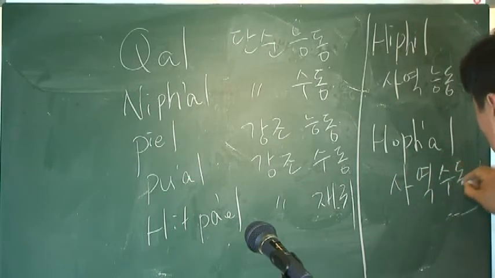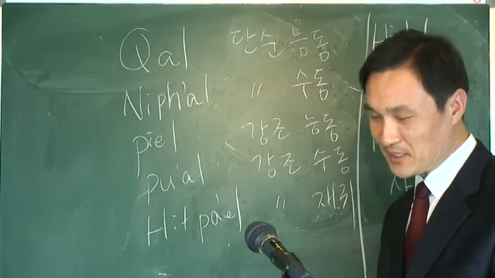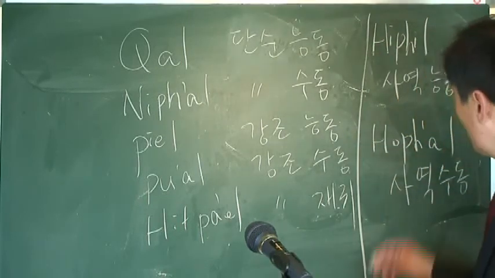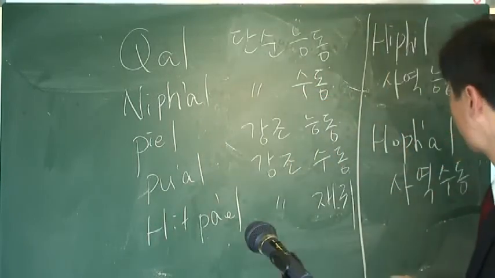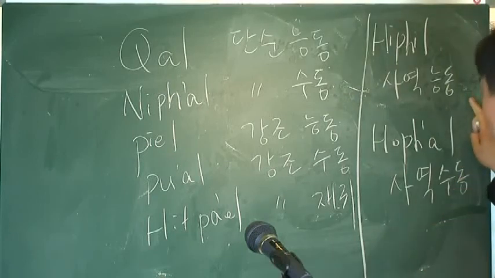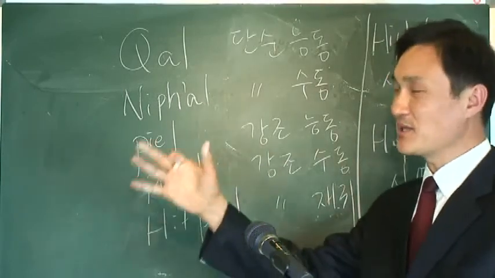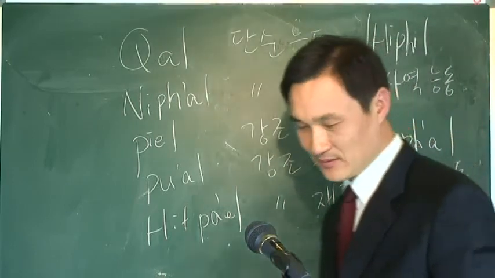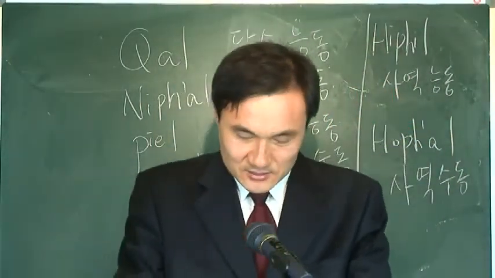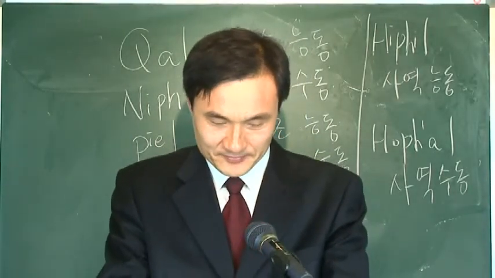Next, there is a causative passive voice, the hofal stem. This refers to a causative action with a passive voice. The causative passive means that he made someone be ruled. These are the 7 kinds of forms.